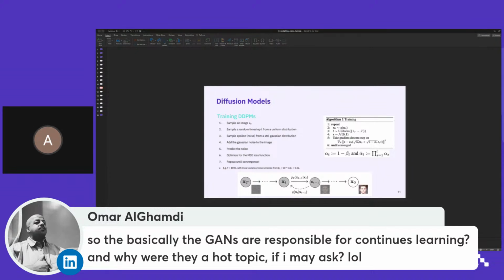Okay, so we have a question from Omar. So basically the GANs are responsible for continuous learning. I'm not sure if I understand this part of the question, and why they were a hot topic, if I may ask, because they were one of the models that actually generated high fidelity images. And the quality was actually really good compared to previous methods, especially since we're implementing it through deep learning, so we can access a large volume of data to train such models.